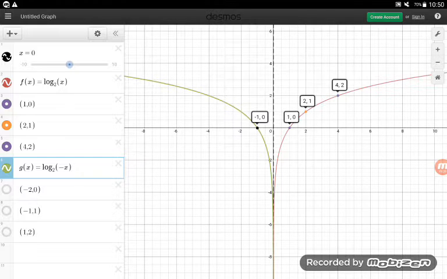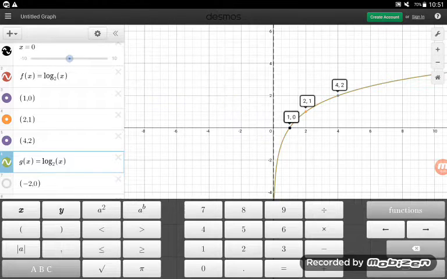Is there any change on my vertical asymptote? No, right? The vertical asymptote stays the same. However, my domain does change a little bit, right? My domain is no longer the same. In this case, for my green curve, my g of x, the domain will be from negative infinity all the way up to 0, not including 0. So the domain has changed, just by flipping the sign. All right, so this is my horizontal reflection.